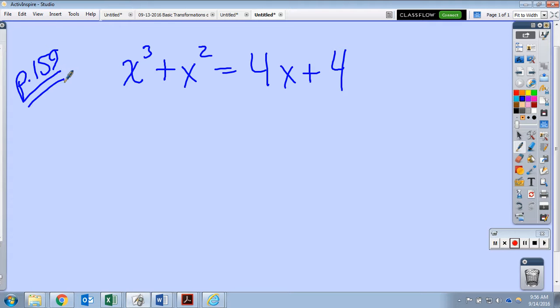If you don't have your textbook, that's fine. I'll go ahead and write up the problem up here. We'll go through it in detail. So you get something like this, and the directions are to solve by factoring. So we're going to solve by factoring.